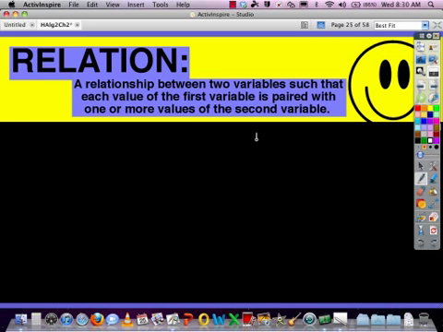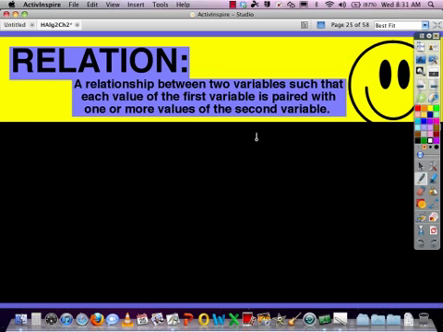You will find only a couple words missing. I believe this is what your function definition said. A relationship between two variables such that each value of the first variable is paired with exactly one value of the second variable. So, exactly one versus one or more. What's the difference?